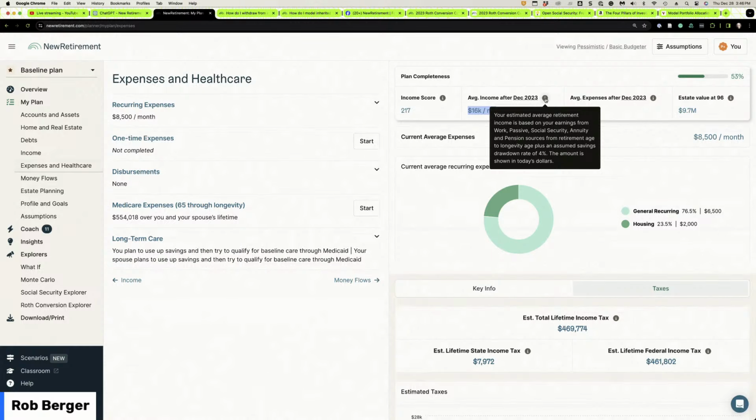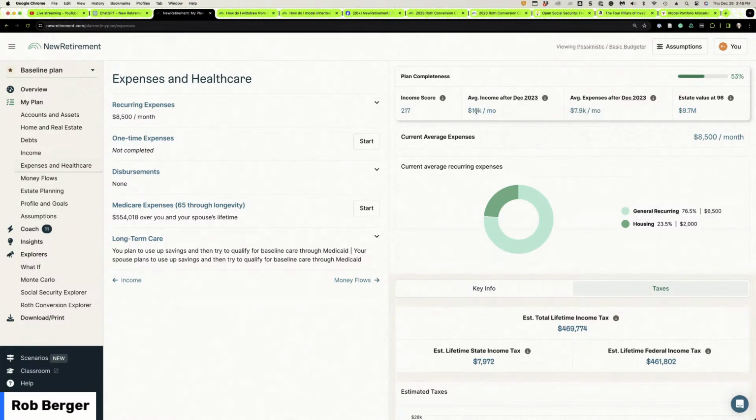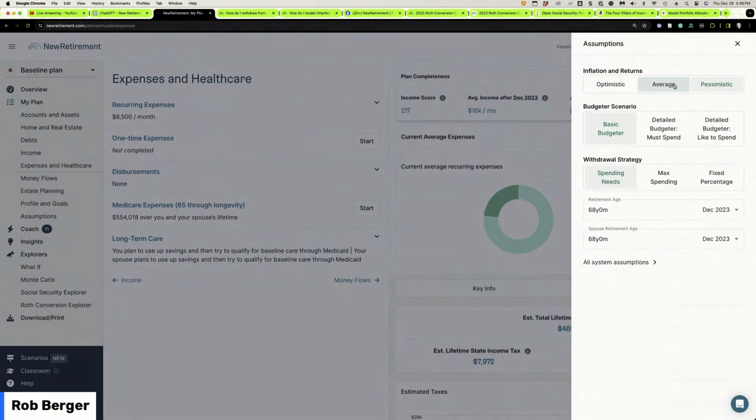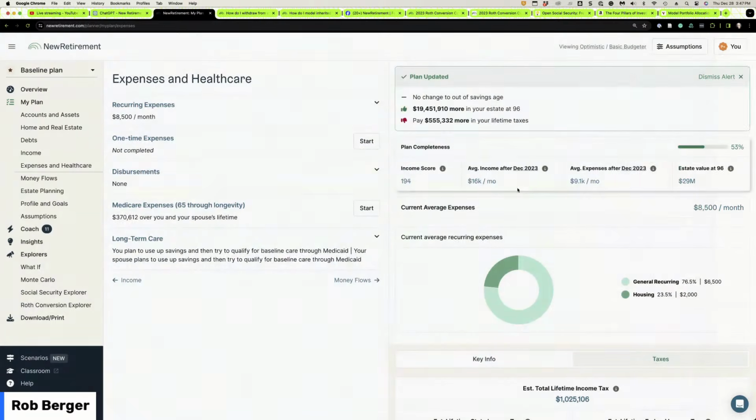It's not based on your spending. It's average income, and they have to use an assumption to determine how much income you can get from your investments, right? What you get from Social Security, particularly once you're taking it, is known. Same thing with an annuity or a pension. But what can you get from your investments? They just assume the 4% rule for purposes of this number. And then this 217 score is just a ratio between this number and the expenses. So, for example, if we go from pessimistic to average or optimistic, these numbers don't change. This number does. Expenses change because taxes change, among other things. I personally don't spend a lot of time thinking about plan completeness. This data could be useful, but someone asked me about it, so I thought I'd mention it.